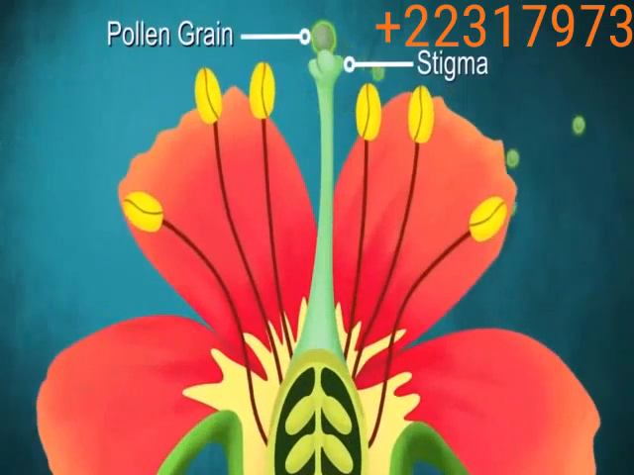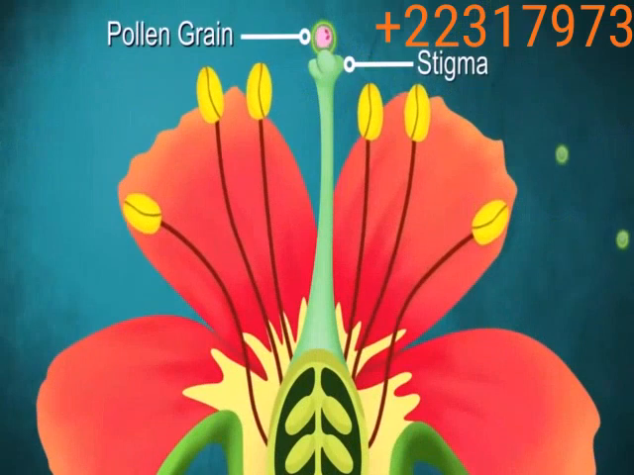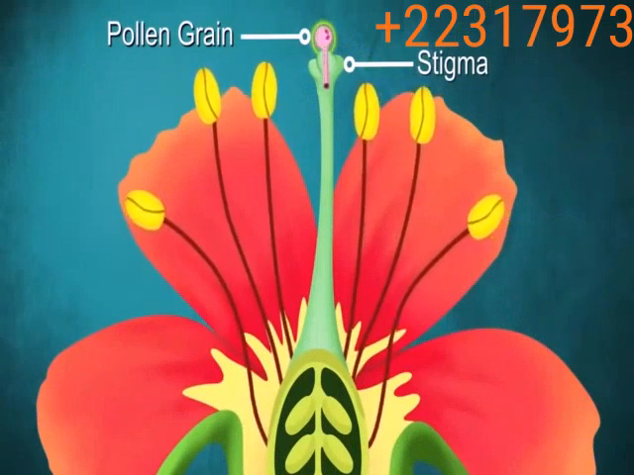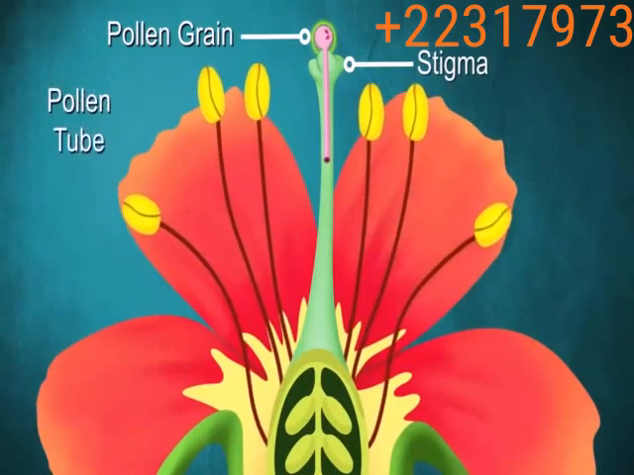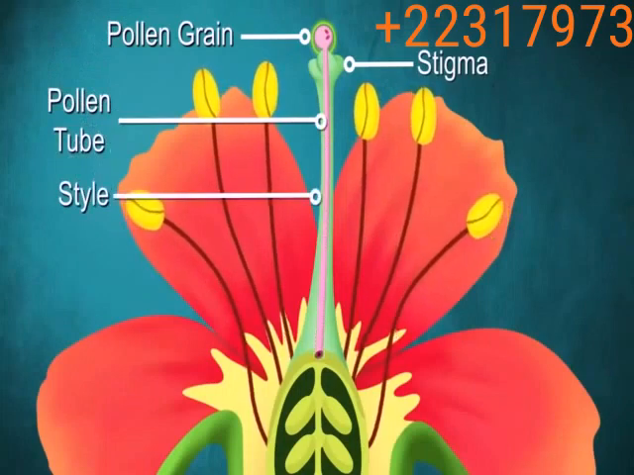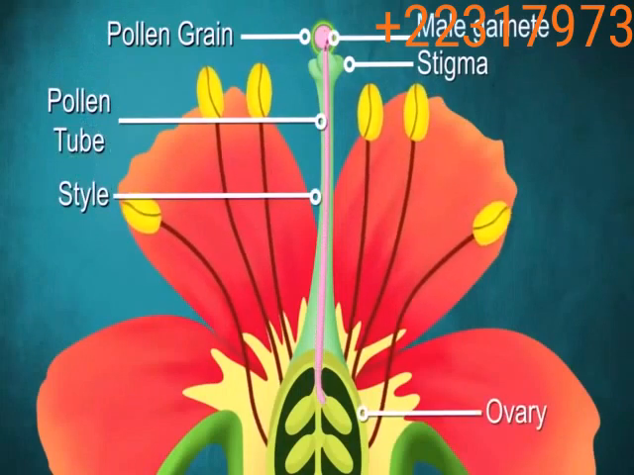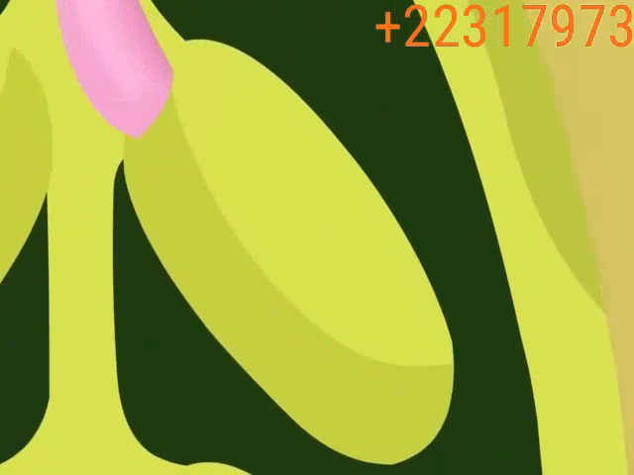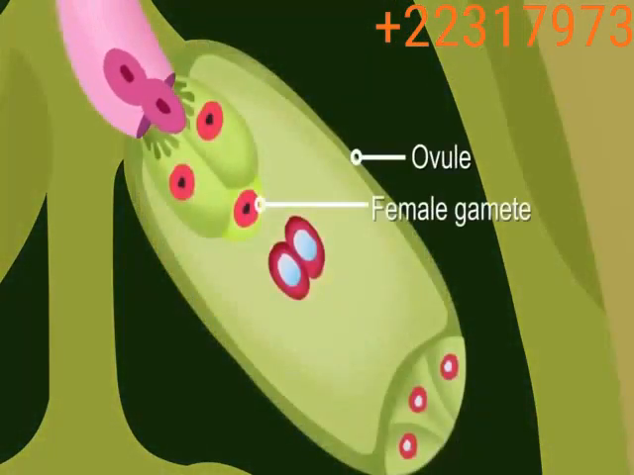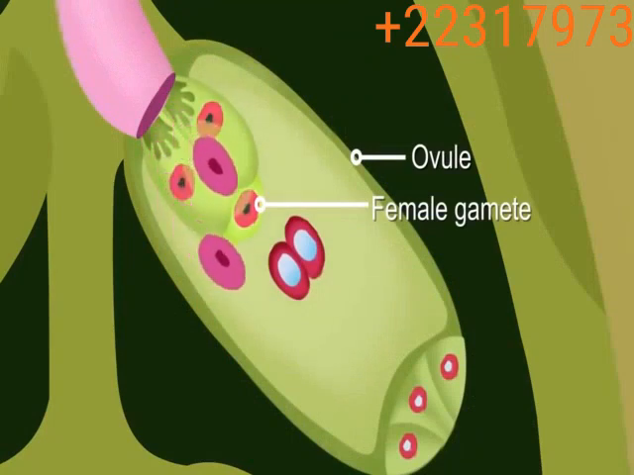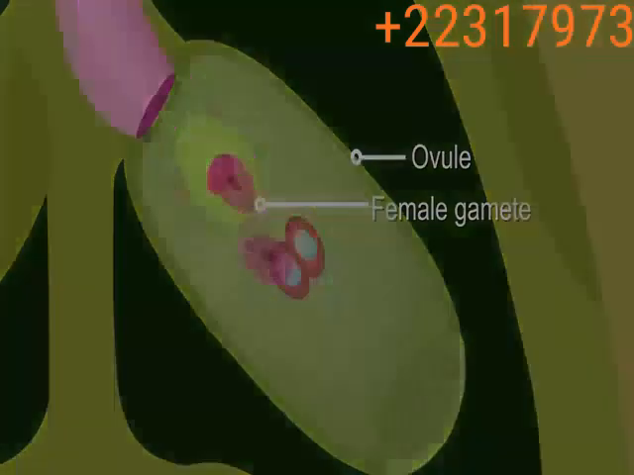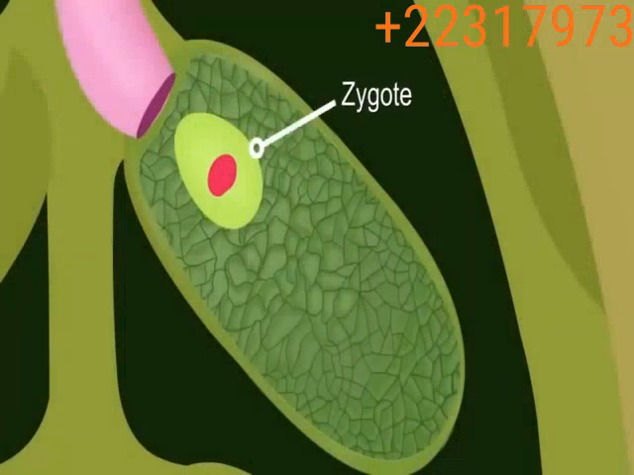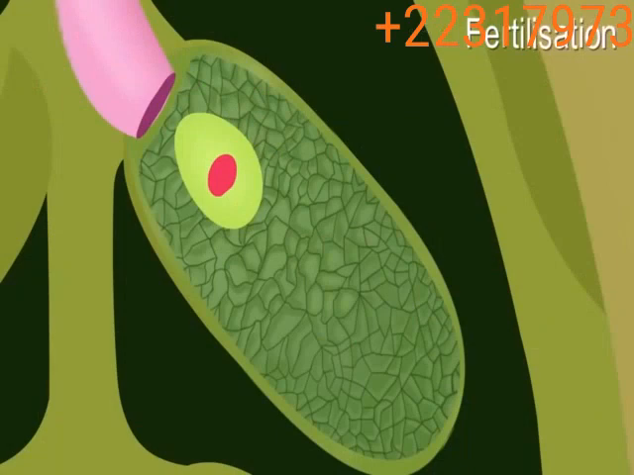After pollination, the pollen grains germinate on the stigma, forming a pollen tube. The pollen tube grows inside the style and reaches what you call the ovary. Now, the male cell in the pollen grain moves inside the pollen tube and reaches the ovary, where it fuses with the female cell in the ovule, forming a zygote. This process of fusion is called fertilization.